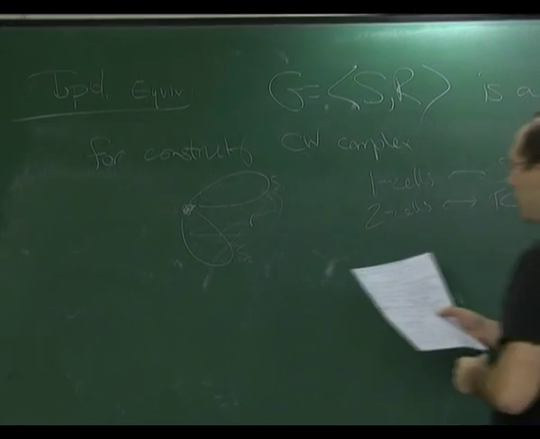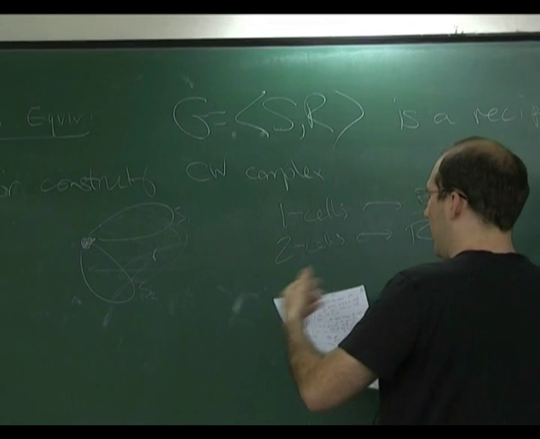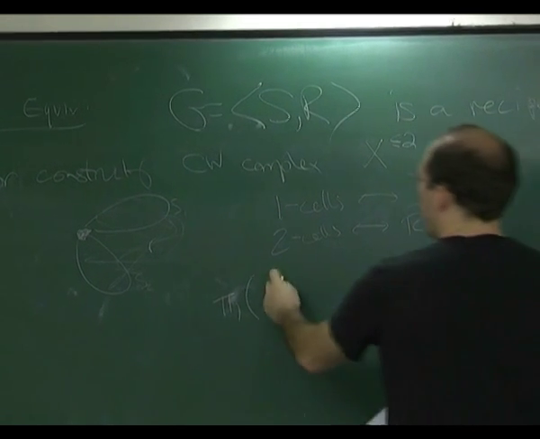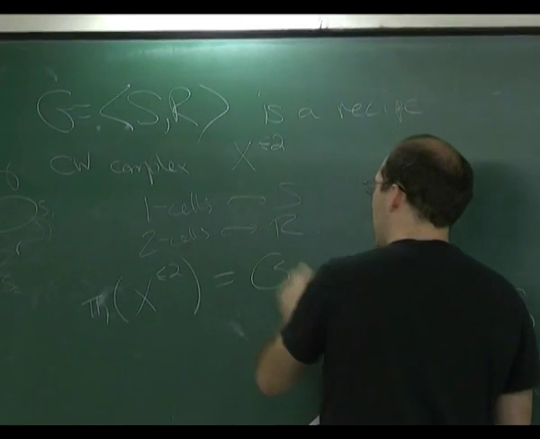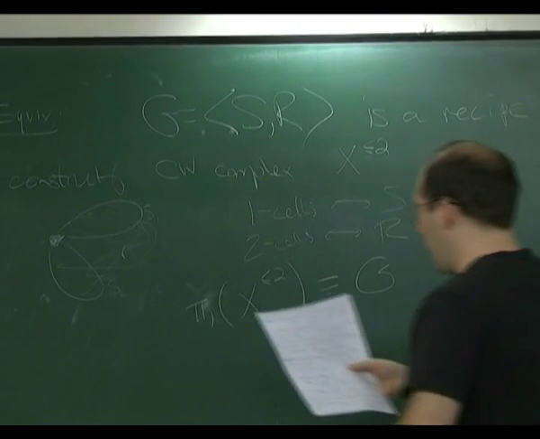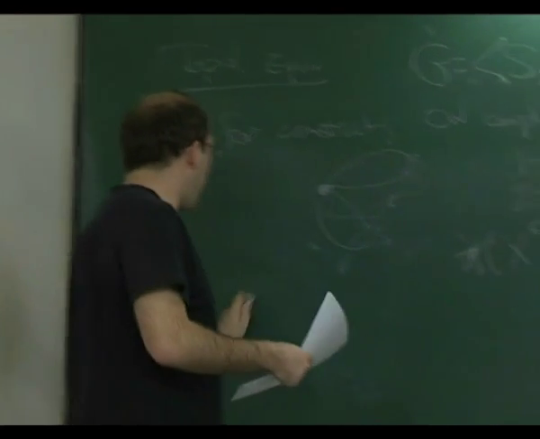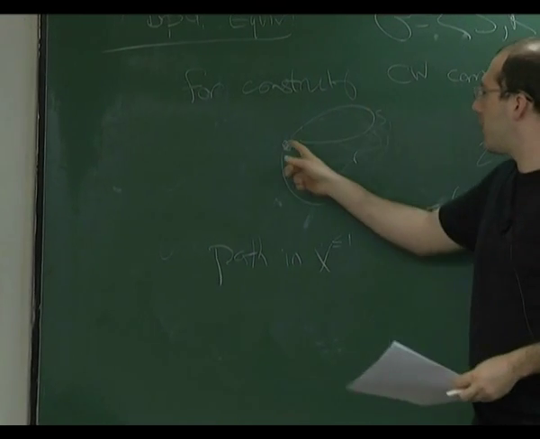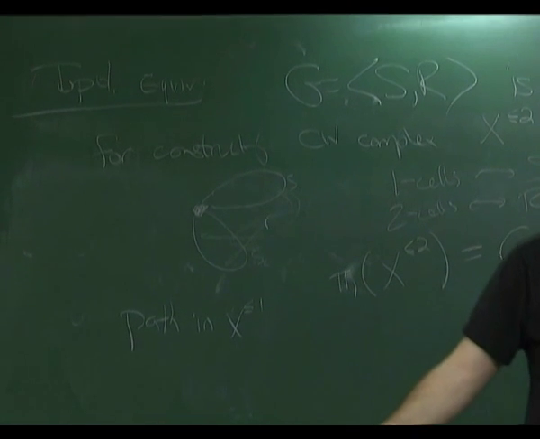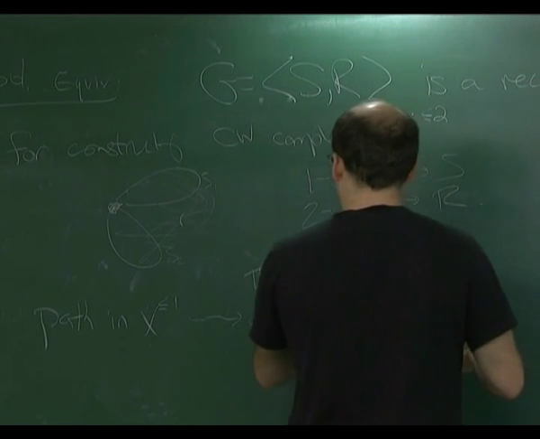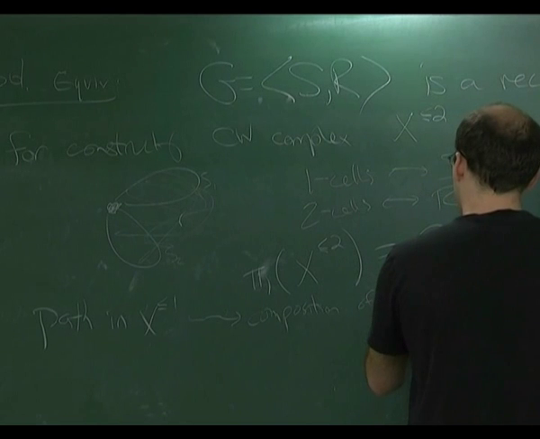Now pi 1 of the CW complex, I'll write X less than or equal to 2, is G, and that's the whole point of this. And now if you glue in three cells and four cells and five cells, that won't change pi 1. A path in the one skeleton, you know, start here, go this way, then you go backwards and go here. This is just a word, an expression. So this is the composition of the corresponding functors.